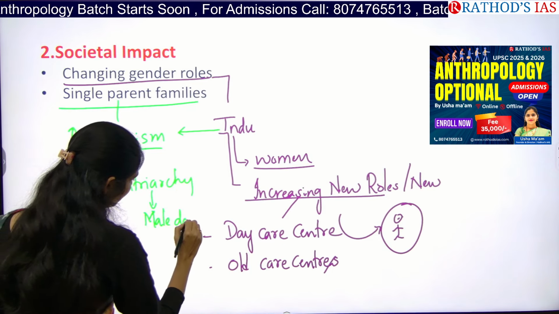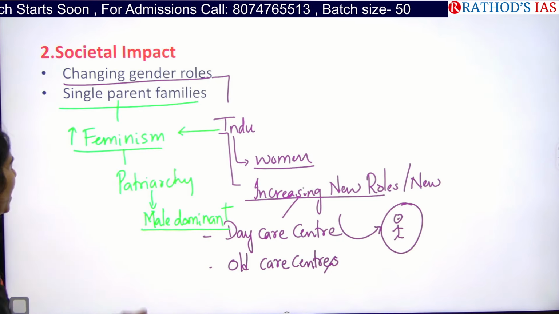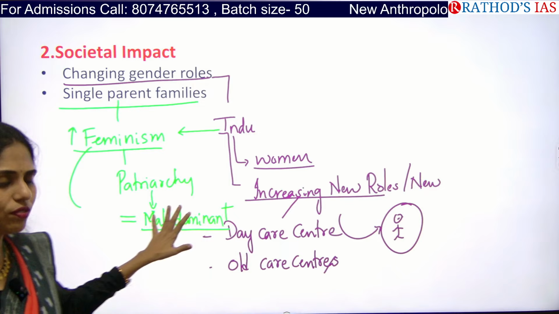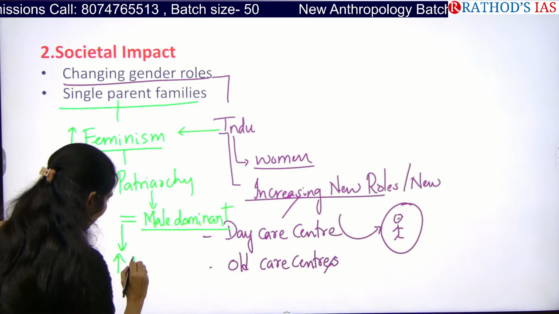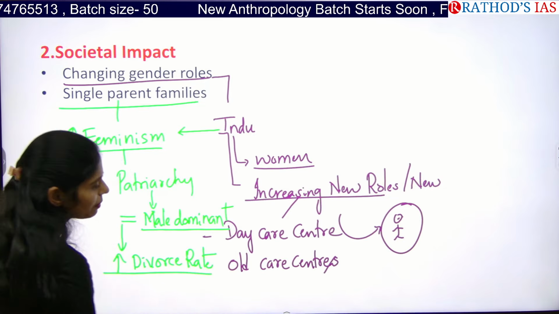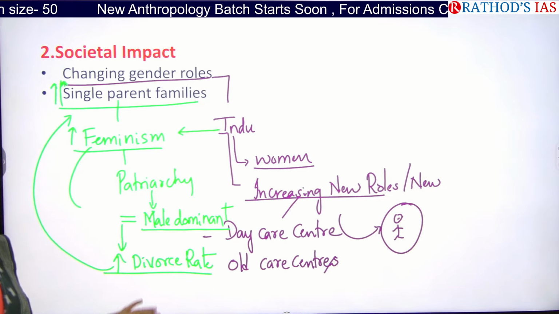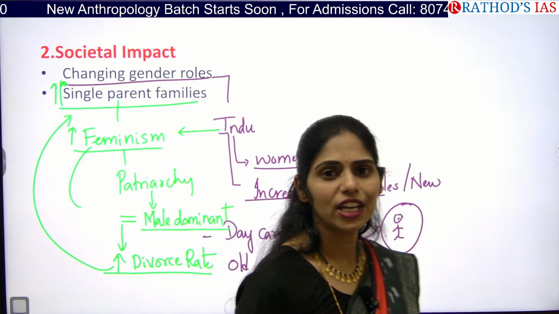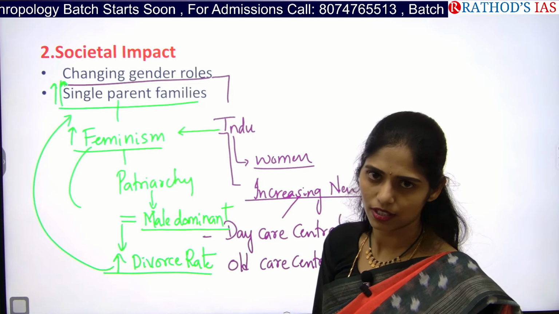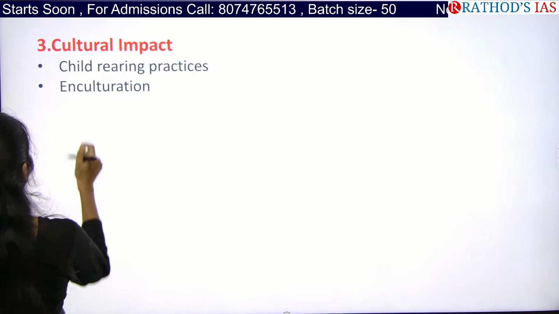So what happens in this male dominant society? Males always feel superior to women, right? Whenever women ask for equal rights, will the male accept? No. Because of this, what happened? There is an increased divorce rate in urban areas. Because of that, there is increasing of single parent families. Clear? So these are some societal changes due to industrialization in the family as a social institution. Clear? Okay, now let us see the last one, that is cultural impact.